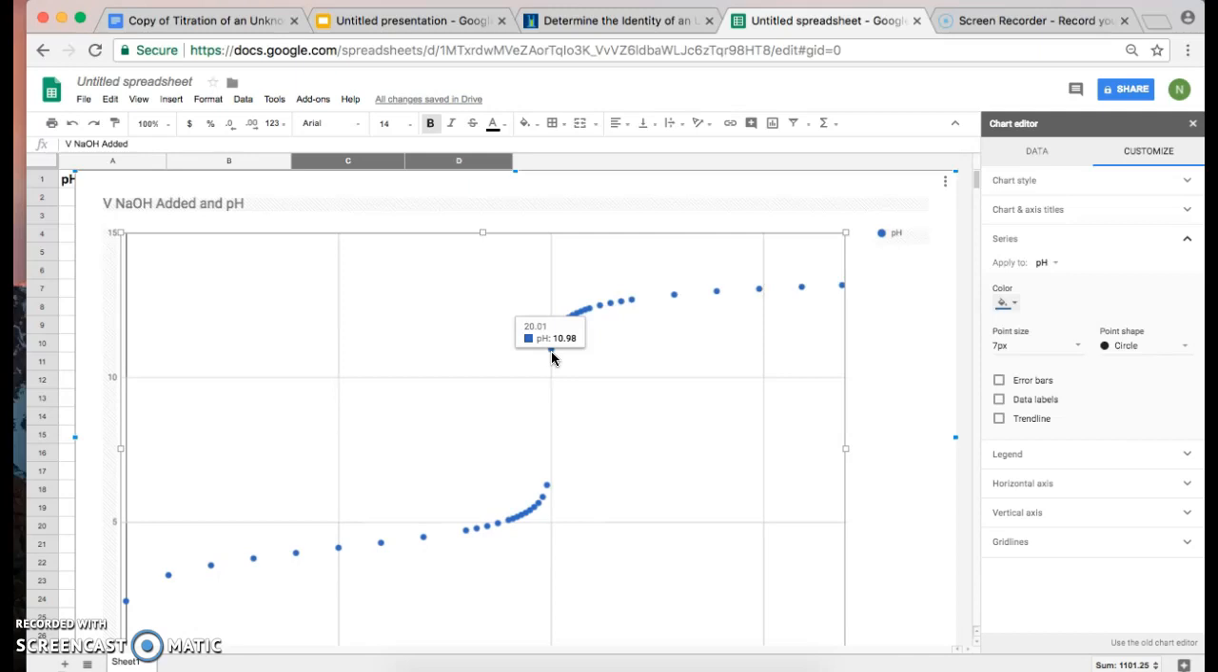So first let's take a moment to figure out what our volume is. So between 19.81 and 20.01, I'm just going to average those out, and my volume of the equivalence point should be around 19.91. And so that's the volume at which I had reached the equivalence point. Cool, that's good to know. So my point would be some value in between here.